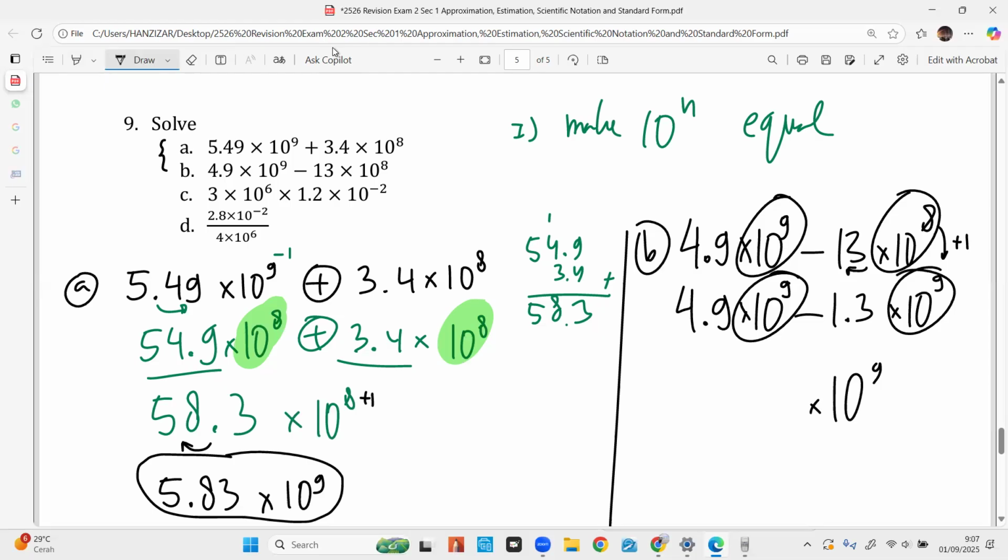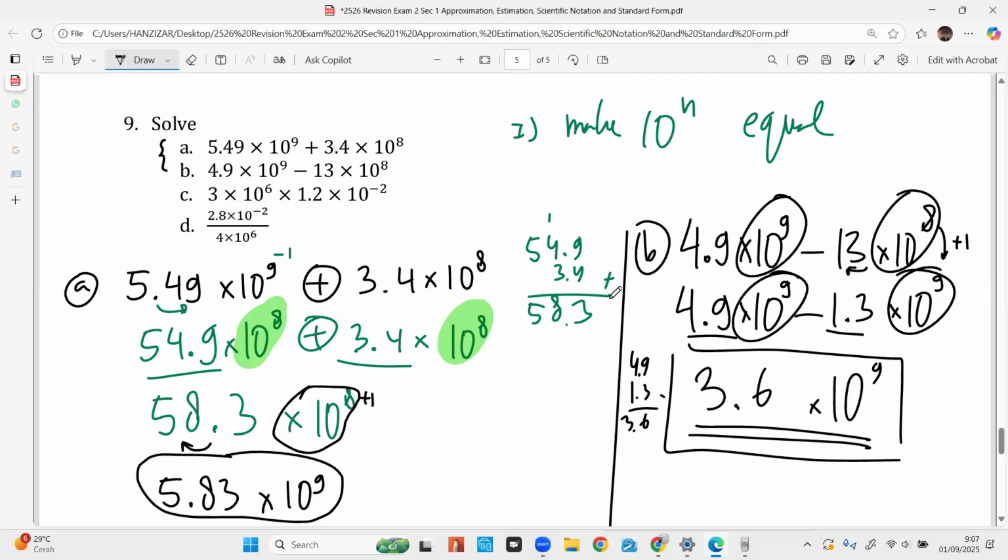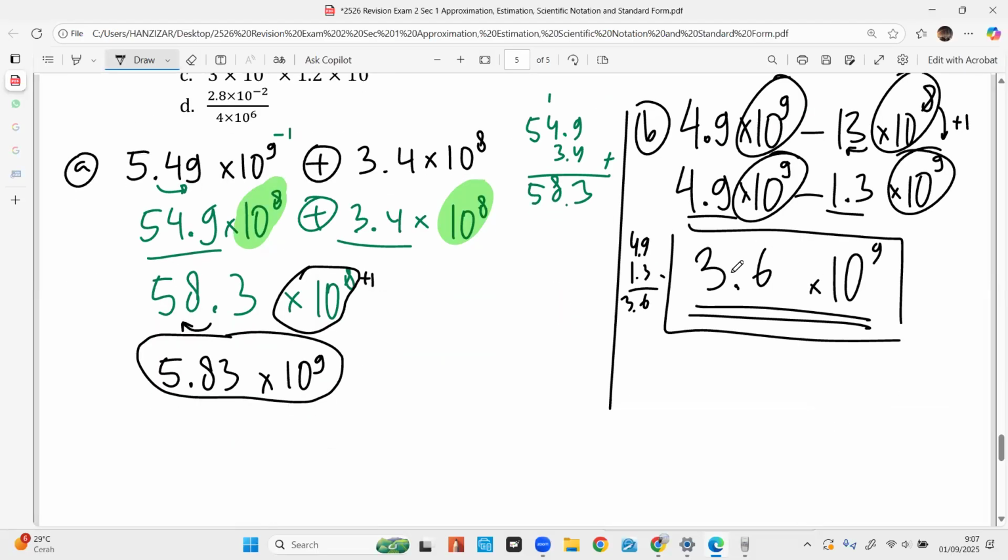So 9, and this is 9 also. So this is still 4.9 because you don't change anything, and you compensate the 13 by 1 to the left, 1.3. 10 power 9 stays the same, right? Okay, so 3.6, because 4.9 minus 1.3, just subtract as simple as this. For question B, finished. Now question C.